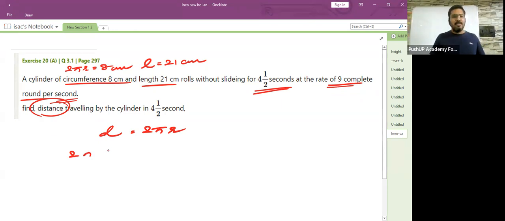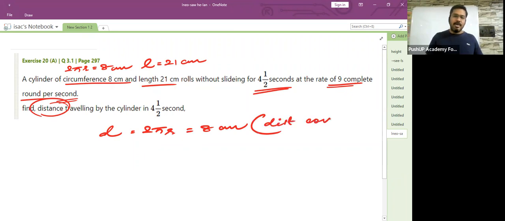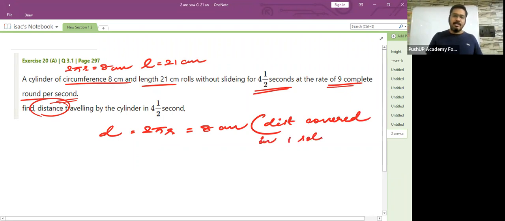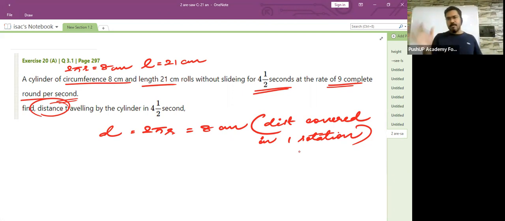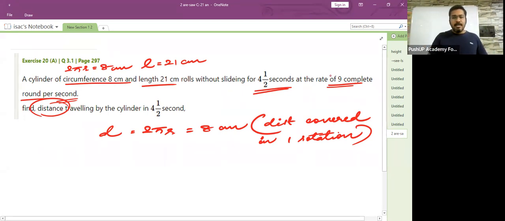Otherwise, see, 2 pi r is equal to what? 8 centimeters, right? They have already given it to you. 2 pi r is equal to 8 centimeters. What does this mean? The distance covered in one rotation. Do you all agree with this? The distance covered in one rotation. Just now we learned, no? If you want to find the distance covered in one rotation, it is equivalent to the circumference of the wheel or the circumference of the cylinder. That was directly given to you, 8 centimeters in one rotation.